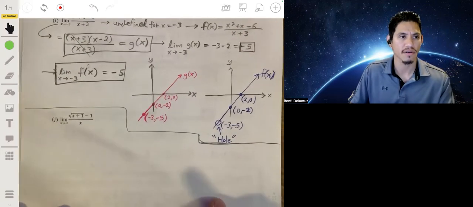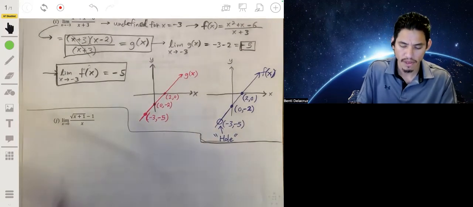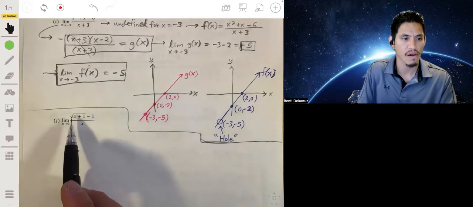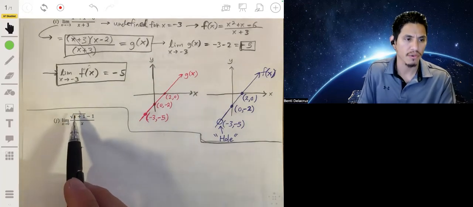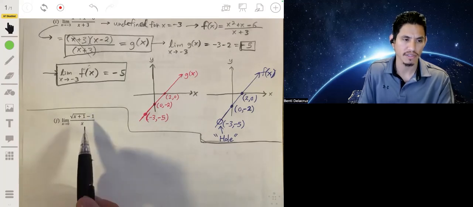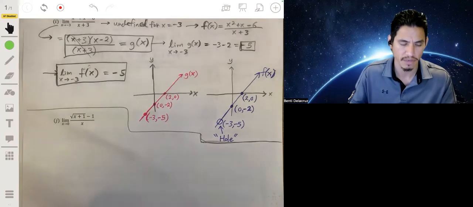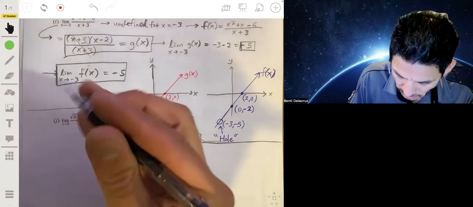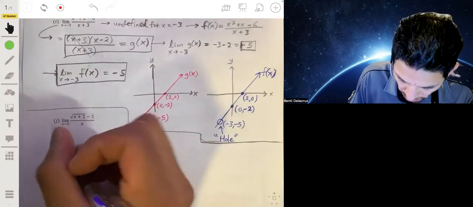All right, so now let's look at the third case. Now, here we have the limit as x approaches 0 of the square root of x plus 1 minus 1, all over x. If we plug in 0, we would get an undefined expression. So, we're going to have to, again, do something.